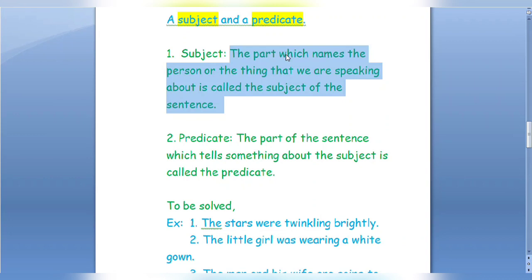Now, if you have a sentence, maybe something like Ram is walking, the subject is that part which names the person or the thing that we are speaking about. That means in the sentence Ram is walking, we are speaking about Ram, isn't it? We are telling that Ram is doing something. So Ram is the subject of this sentence.